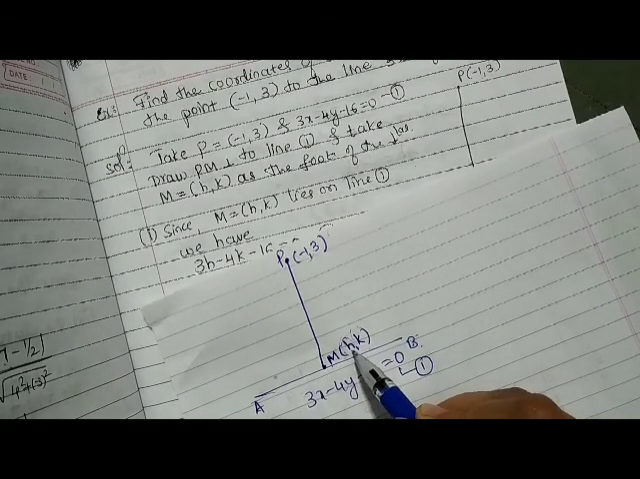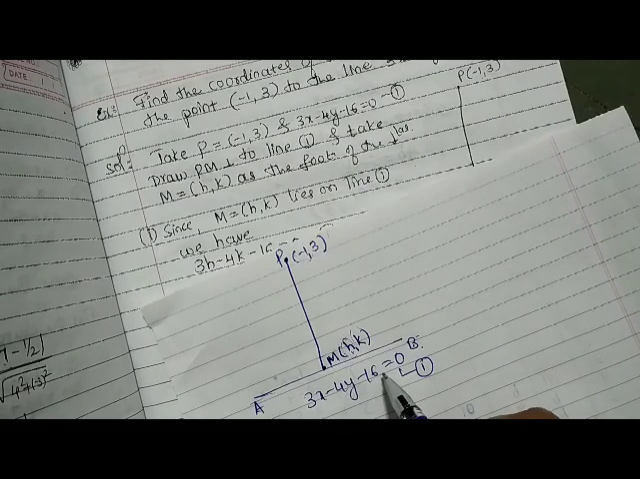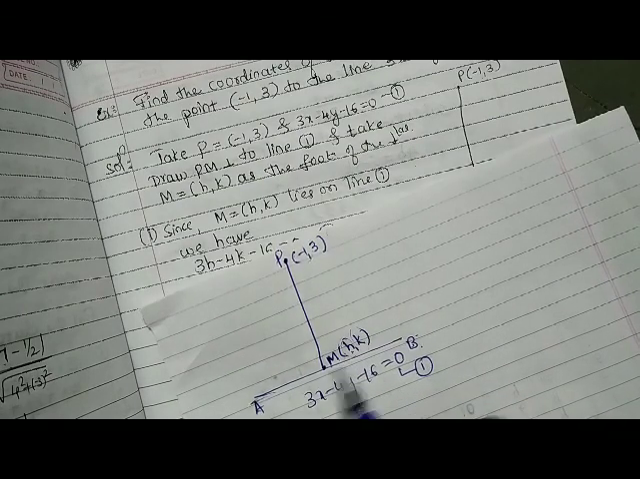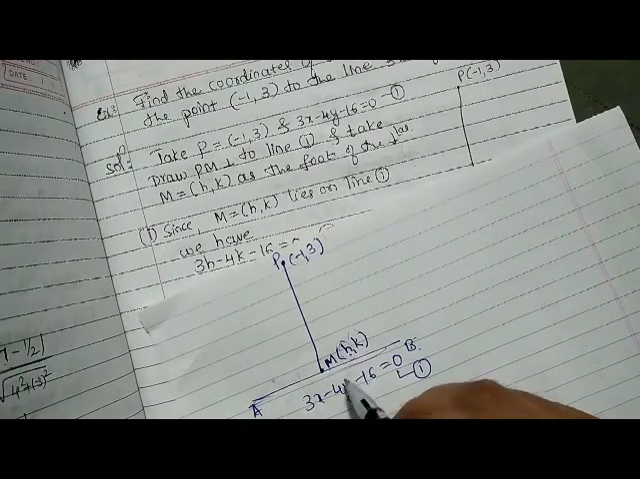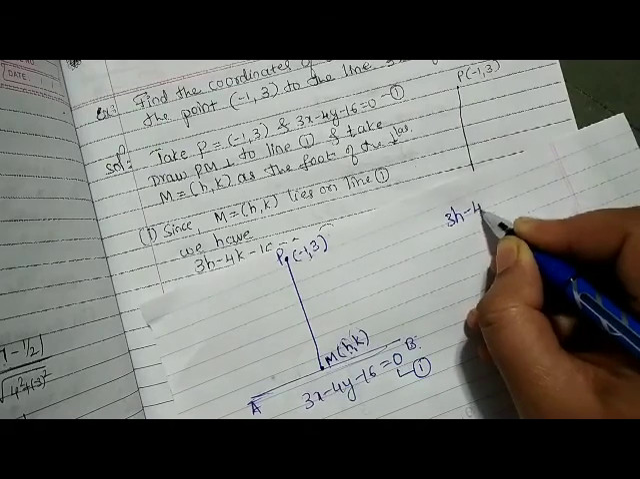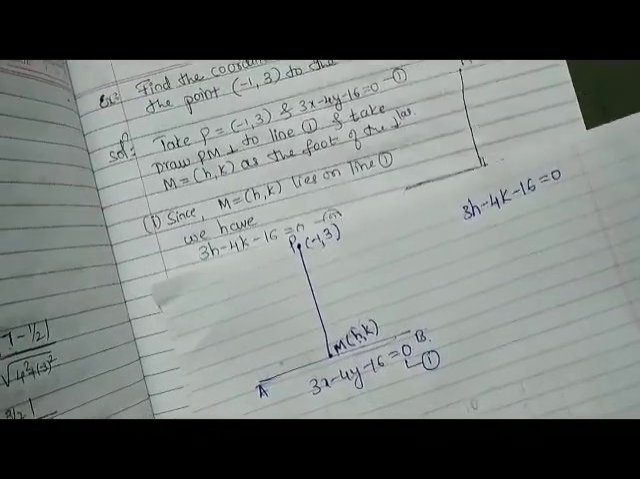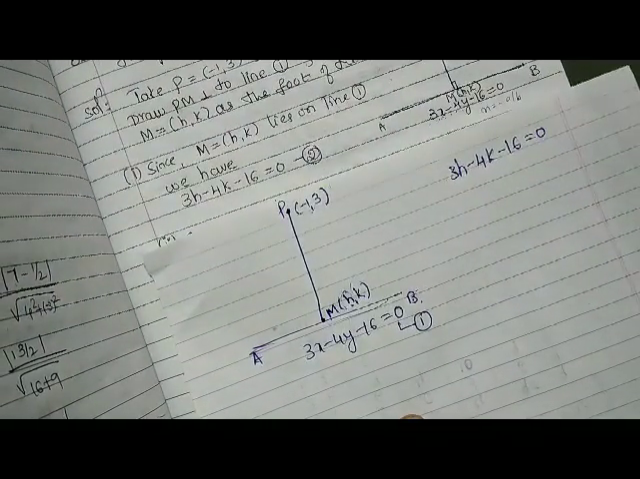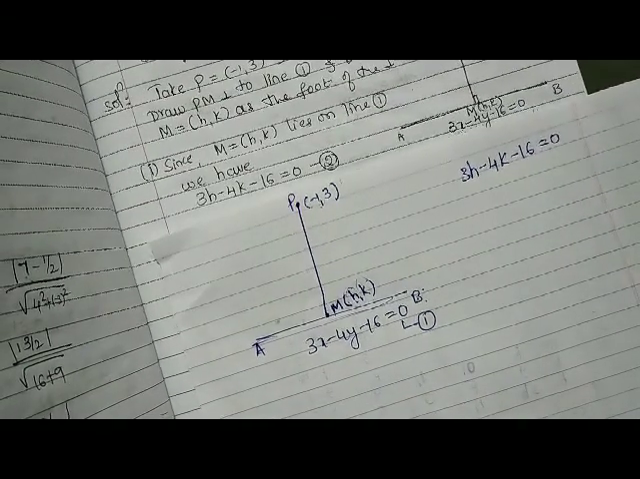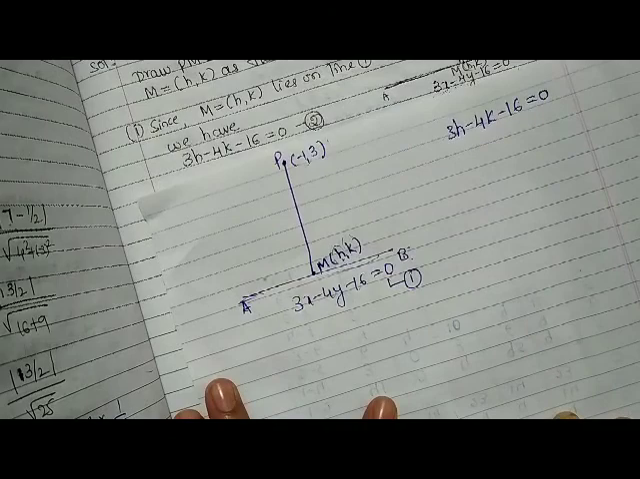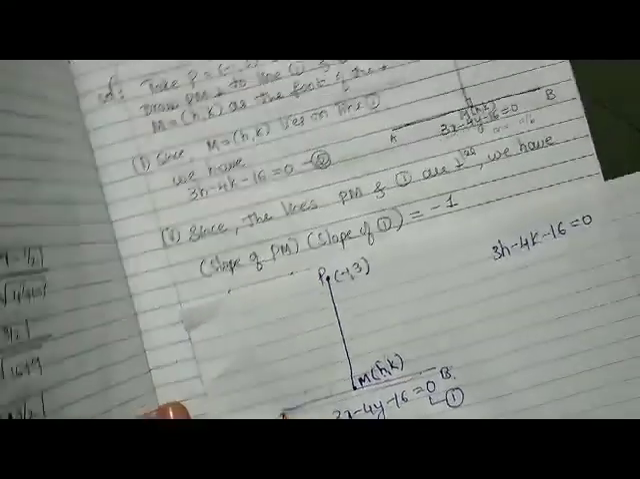This point (h, k) lies on the line 3x minus 4y minus 16 is equal to 0. Correct? So this point will satisfy this equation, that is 3h minus 4k minus 16 is equal to 0. Since that point lies on the line 1, it should satisfy the given line, that is we have 3h minus 4k minus 16 is equal to 0. Call that line as 2 here.